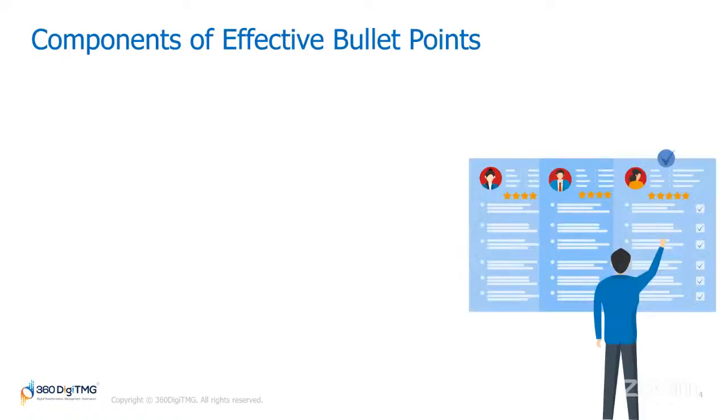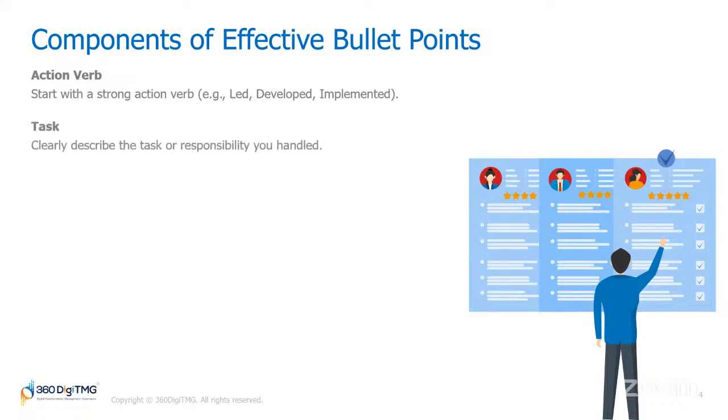Right. Now, let's talk about the components of effective bullet points. First, the action verb. You can start with a strong action verb. For example, led a team of 15 people, developed this, implemented that, like this. You can talk about the task. Clearly describe the task or responsibility you handled. You can talk about the outcome or result. You can highlight the result or impact of your work using the bullet points.